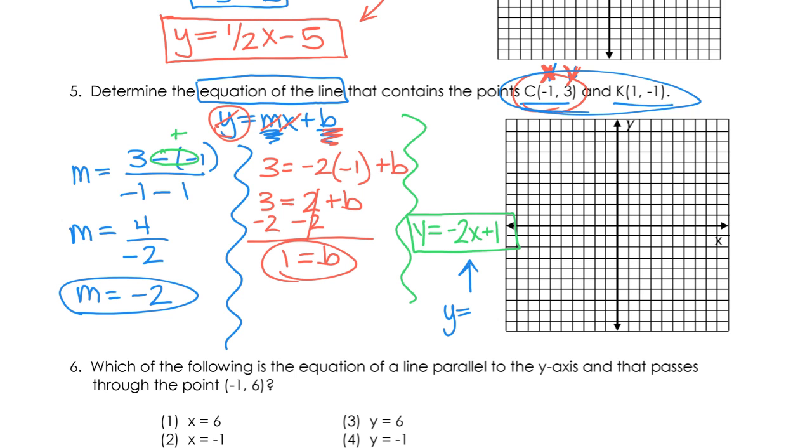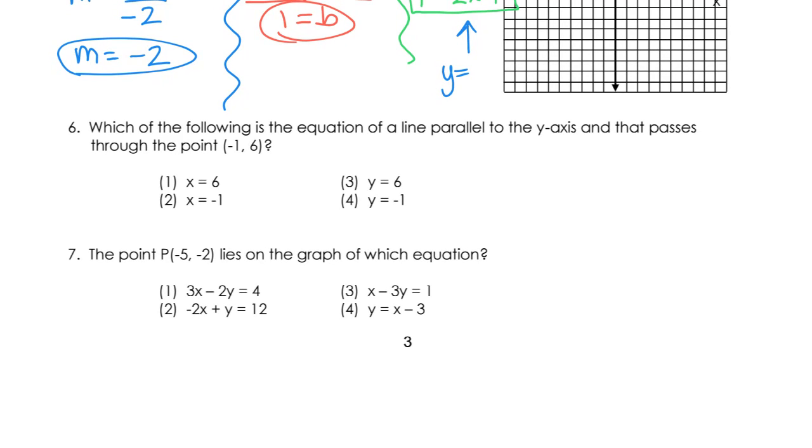Okay. All right. Let's go ahead, guys, and take a look at number 6. And they're asking which of the following is the equation of a line parallel to the y-axis that passes through the point -1, 6.